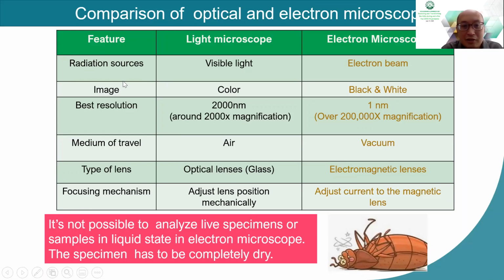The optical microscope uses optical lenses, which are adjusted mechanically, whereas the electron microscope uses electromagnetic lenses. These are just composed of coils, where we adjust the current in order to modify the magnetic field.